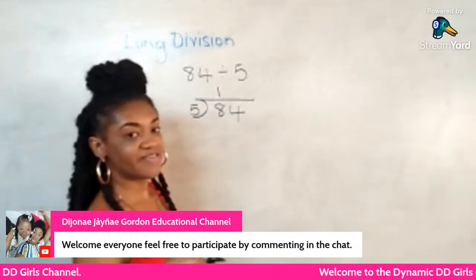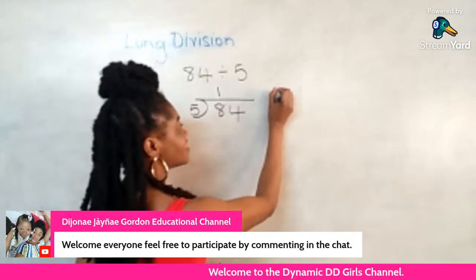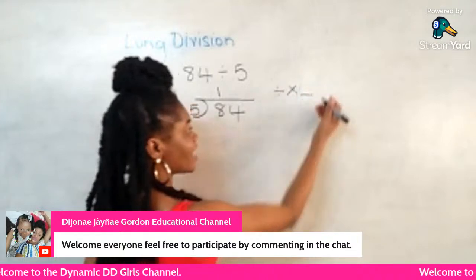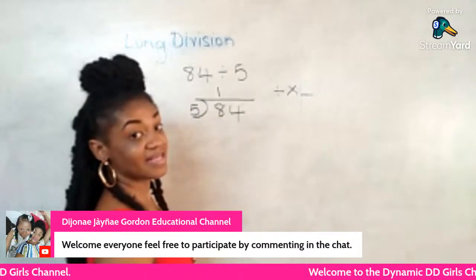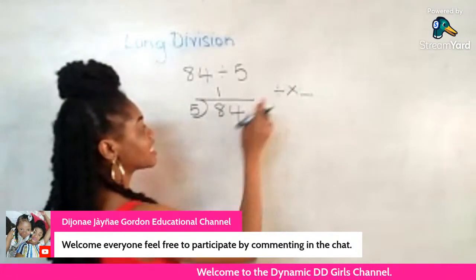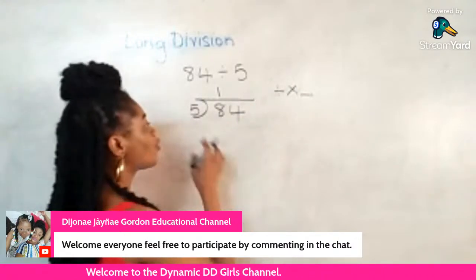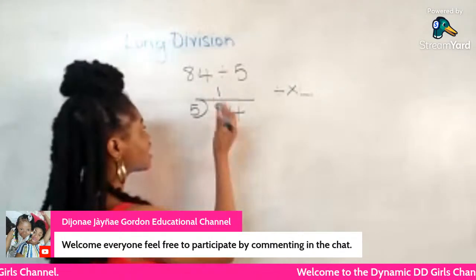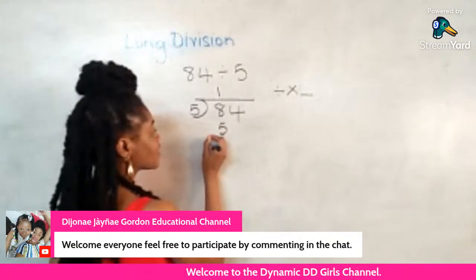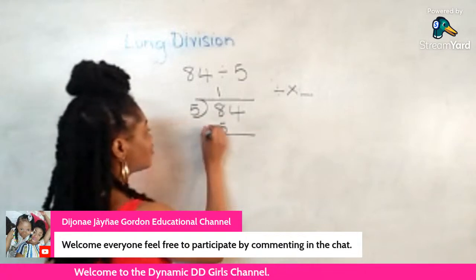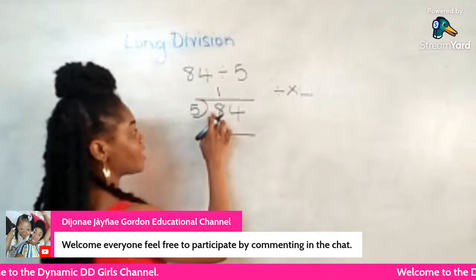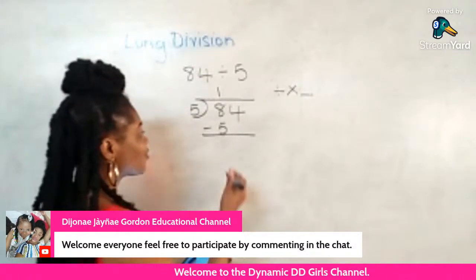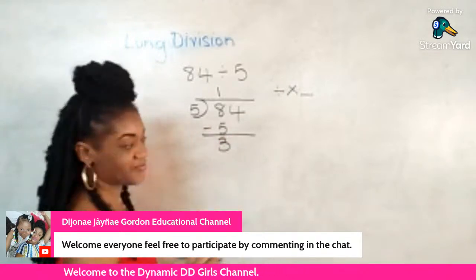When you are doing division, first you divide, then you multiply, then you take away, and you repeat the process. We just divided, so now we multiply the 5 by 1. 5 multiplied by 1 is 5. Then we draw our line and take away 5 from 8. You have 8 things, and you give away 5. We have 3 left.